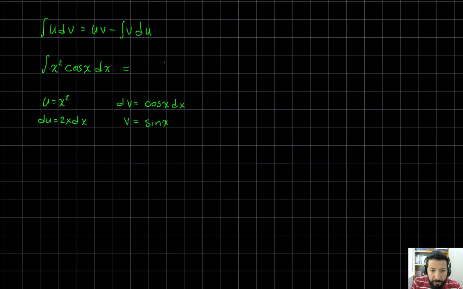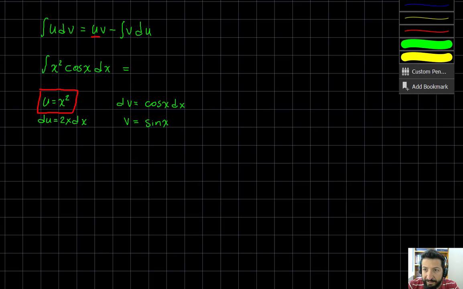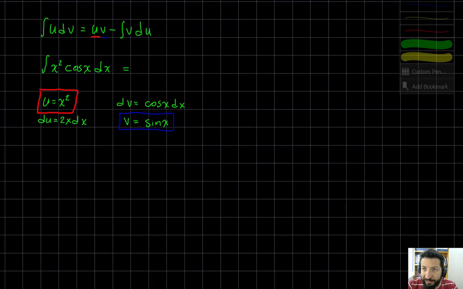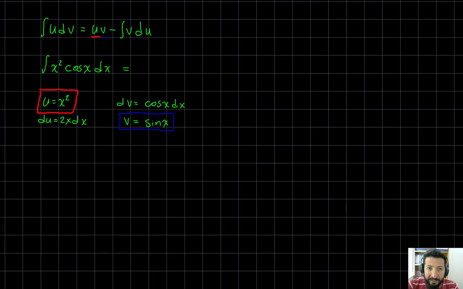And I get u times v. So let's pick where u is. U is here. So I need an x squared that is going to be appearing here. Then I get a v that is going to be a sine x, and that's going to be appearing here. So my first term is going to be x squared sine x. So let's write that down.